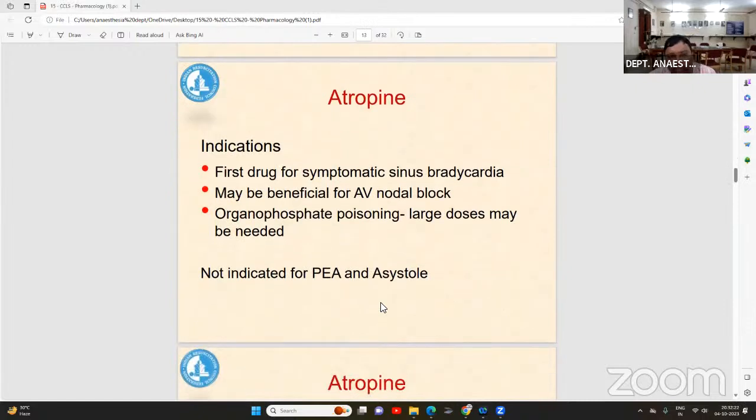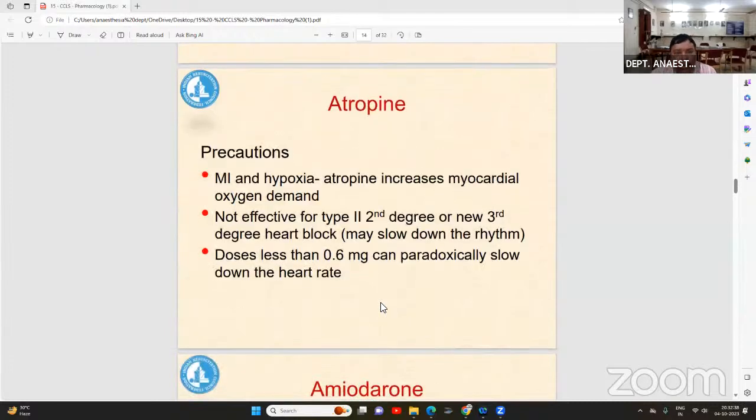The indications: it is the first drug for symptomatic sinus bradycardia. It may be beneficial for AV nodal blocks. It is the drug of choice for organophosphorus poisoning, where you can use large doses. It is not indicated, as already mentioned, in pulseless arrest and asystole; it is not the drug of choice. Precautions: MI and hypoxia. Basically, it increases the heart rate, so it can precipitate MI and increase myocardial oxygen demand.